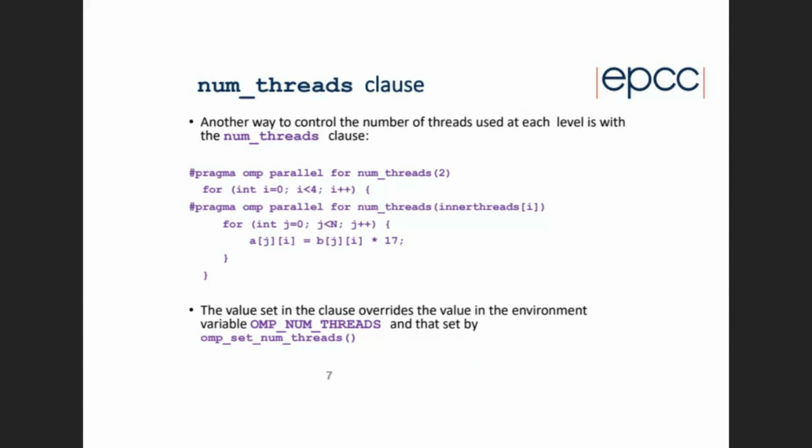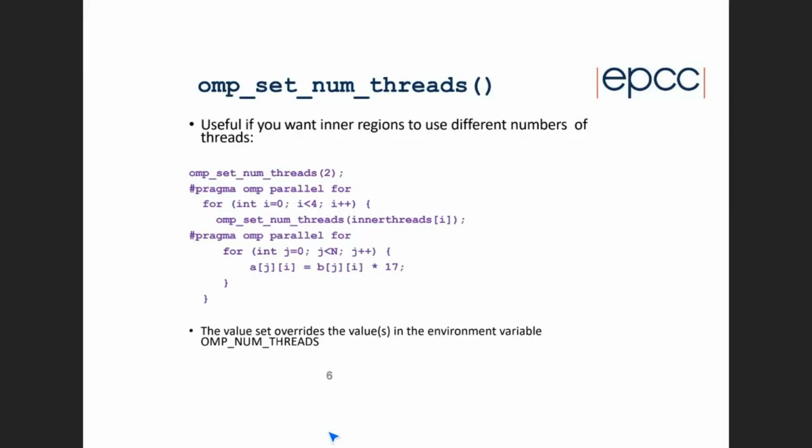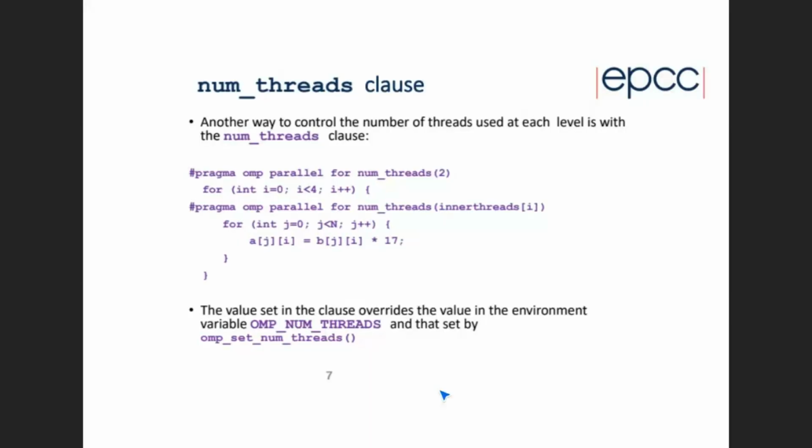Okay, so as mentioned here, if you use omp_set_num_threads, that overrides anything that you set in the environment variable. And then if you use the num_threads clause, that in turn overrides everything in the environment variable and anything that you previously set with omp_set_num_threads as well. So the num_threads clause always takes precedence. Which of these mechanisms you use is really a matter of software engineering convenience.